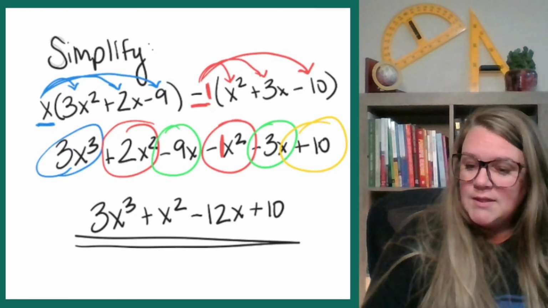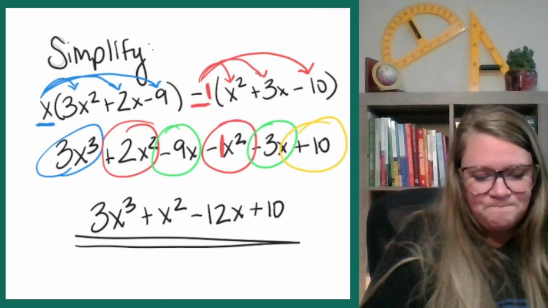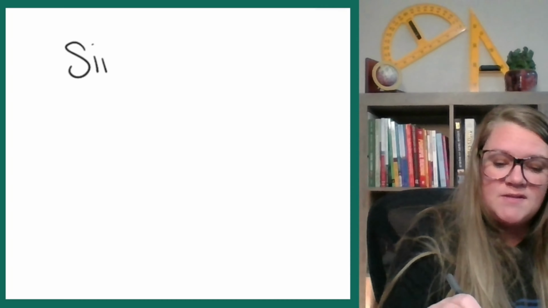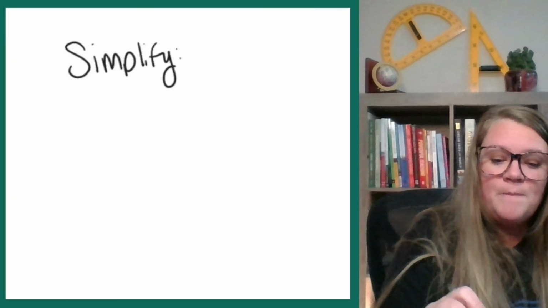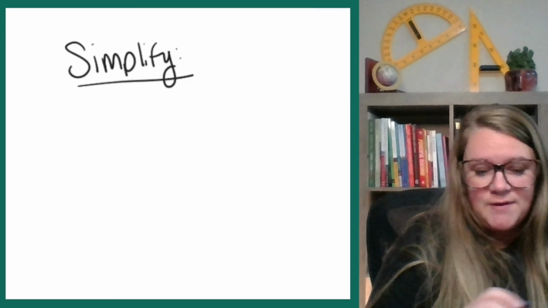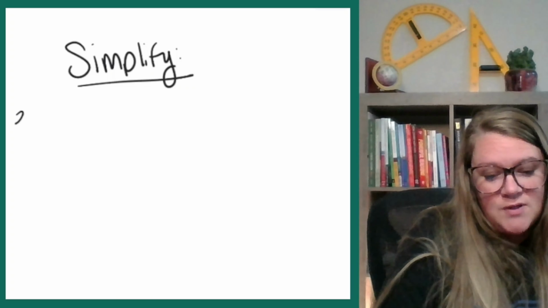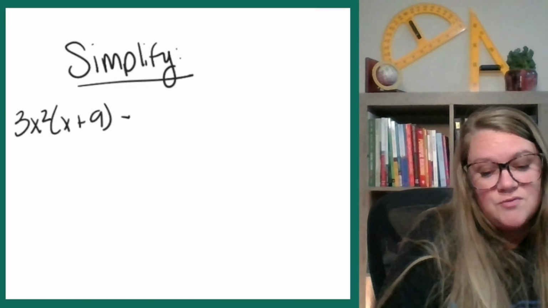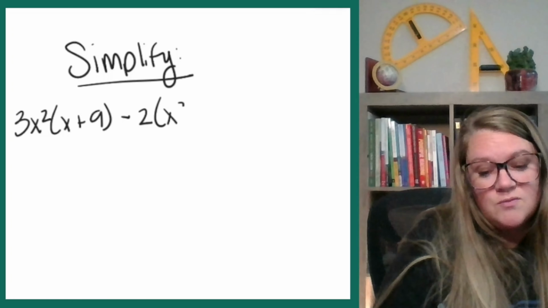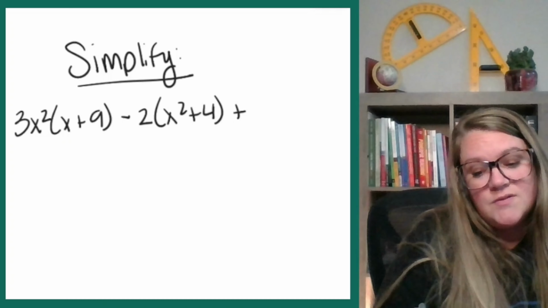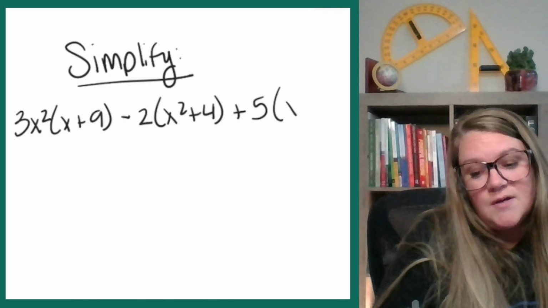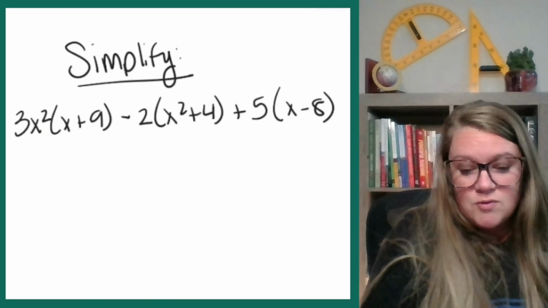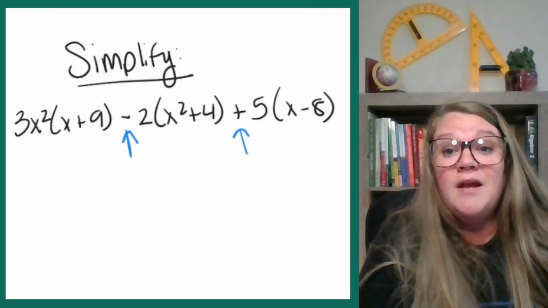All right. Let's try one more. Again, it might say simplify, it might say add, might say subtract. It varies. Let's try this one. 3x squared times x plus 9 minus 2 times x squared plus 4 plus 5 times x minus 8. All right, this has a big variety. We are subtracting but we are also adding, okay?